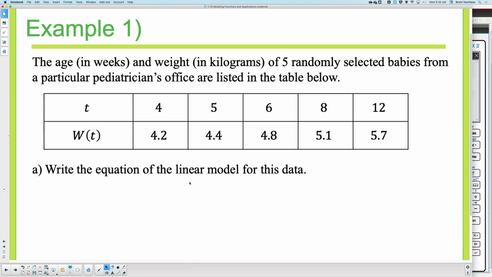The age in weeks and weight in kilograms of 5 randomly selected babies in a particular pediatrician's office are listed in the table below. First, write the equation of the linear model for this data. I want to walk you through how to do this. I need to shrink my screen here.